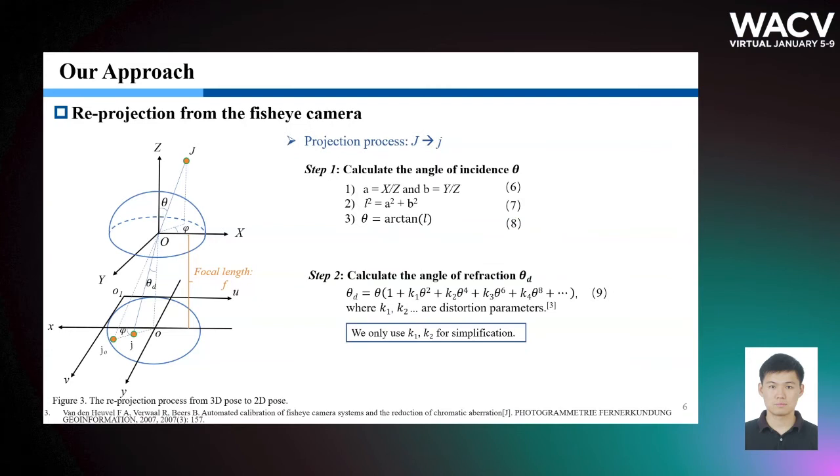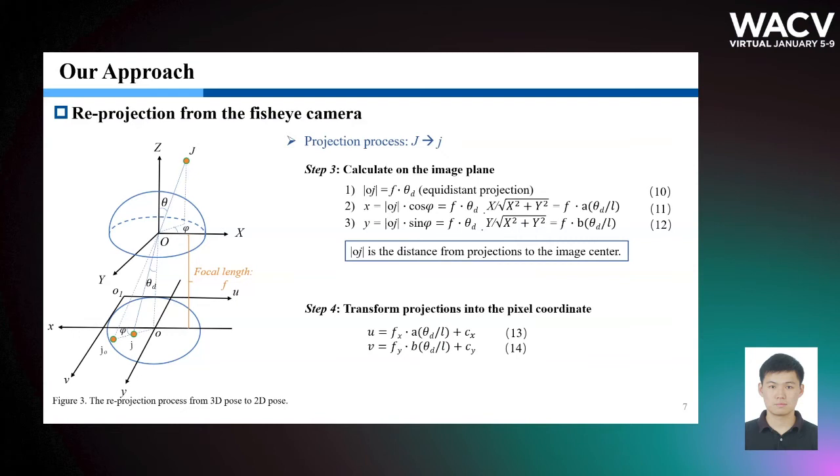This slide shows the fisheye camera model, that is, to project uppercase J to lowercase j. There are 4 steps to compute j. Specifically, the first 2 steps are to calculate the angle of refraction, which is decreased from theta to theta d. Step 3 and step 4 are to compute 2D projections in the pixel coordinates. Finally, we can summarize the process using equation 15. Compared with the pinhole camera model, equation 15 includes theta d, which is related to distortion parameters. Therefore, we need to take distortion parameters into account.